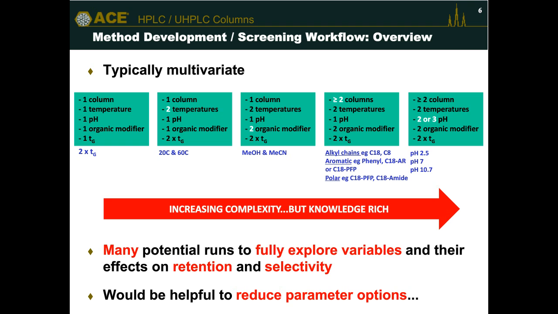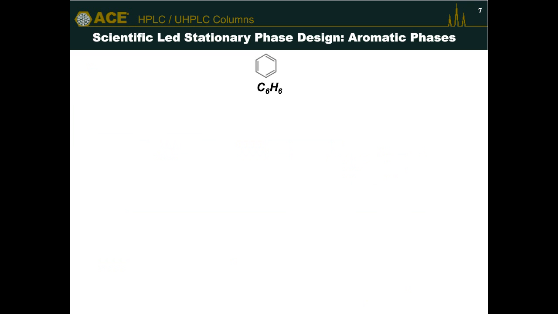Now, for the talk today, I'm going to focus on different types of column chemistries, how they affect selectivity, and then use a real example to show how we can use it to our advantage in method development. So before I go into the method development example, let's look at different types of stationary phase chemistries. How do we design different types of chemistries?